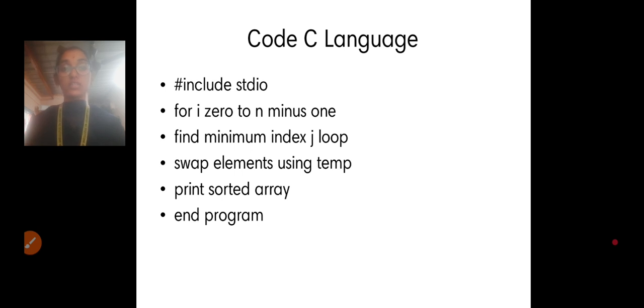This is the code. #include stdio.h, for i equals 0 to n minus 1. Find minimum index in the inner loop. Swap elements using a temporary variable. Print sorted array. End program.